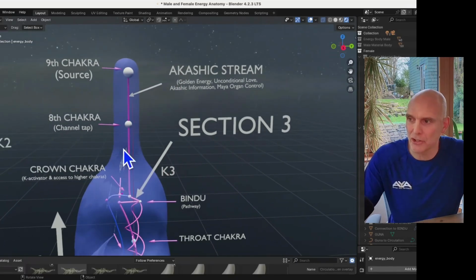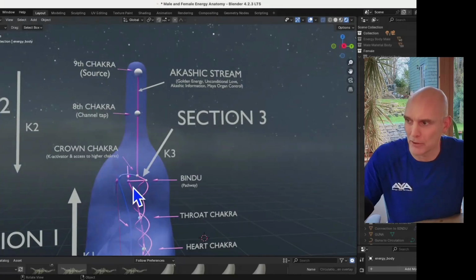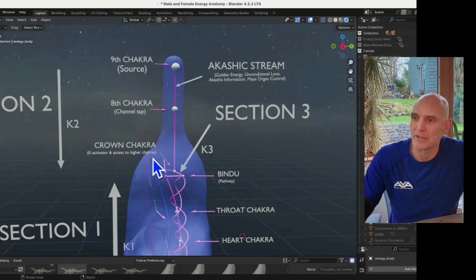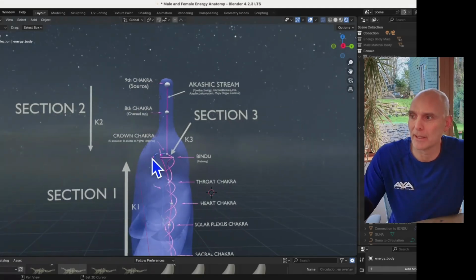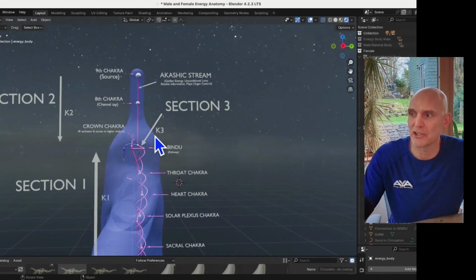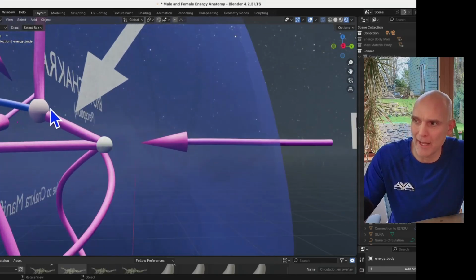So that's section 2 that opens up from that K2 energy moving southwards, and it opens up in the Kundalini awakening phase. Now section 3 and the movement of K3 is that little one there.